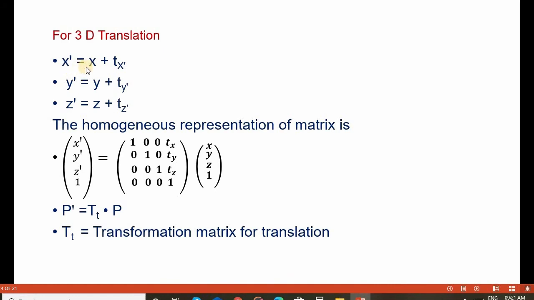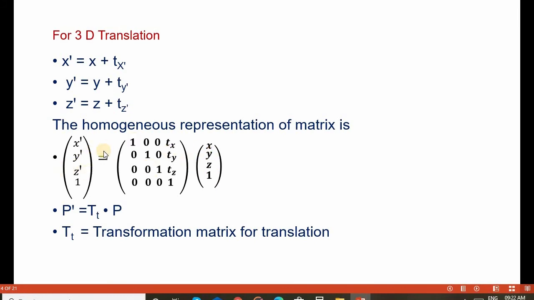So x dash equals x plus tx. In the x-axis we are adding the increment tx, in the y-axis the increment ty, and in the z-axis the increment tz. So the homogeneous representation of the matrix is x dash, y dash, z dash, 1 equal to the matrix 1 0 0 tx, 0 1 0 ty, 0 0 1 tz, 0 0 0 1, multiplied by x, y, z, 1. We convert to the homogeneous matrix form so that we can have the matrix equation.